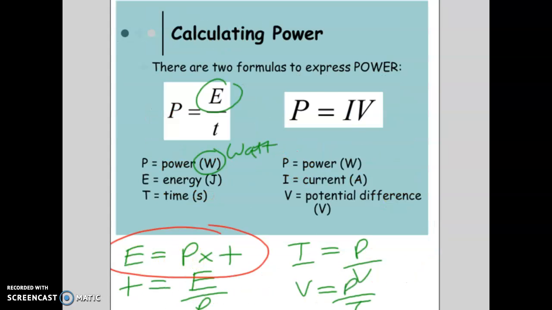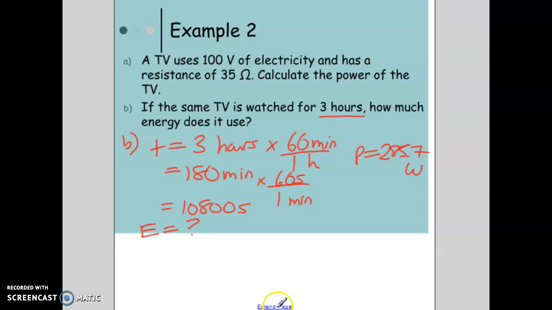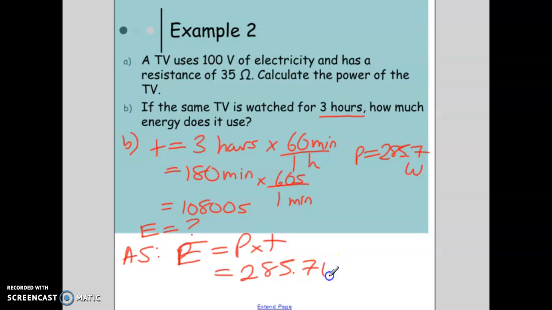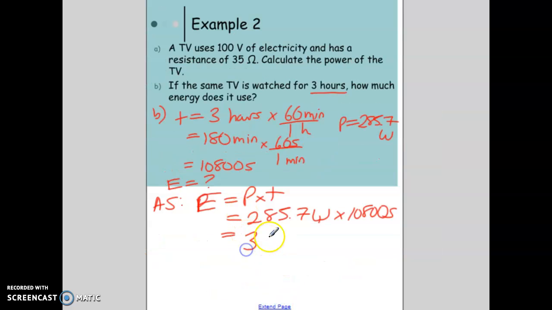We'll go back. So power times time. Energy is equal to power times time. Then we have those in the appropriate units. 285.7 watts times 10,800 seconds. So 285.7 times 10,800. So we get here energy of 3,085,560 joules.